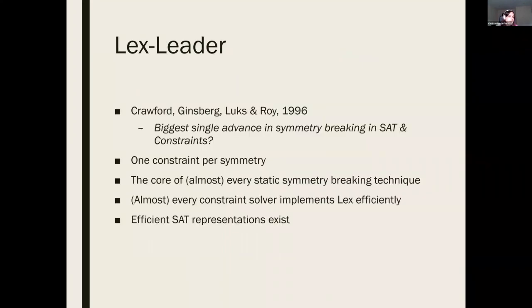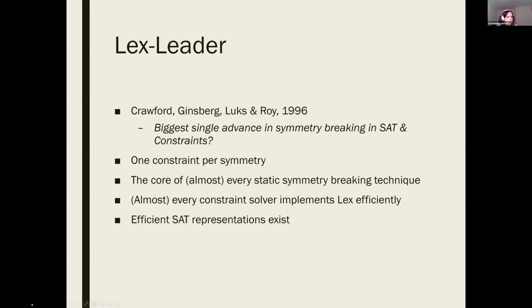So fundamentally, and if you take one thing away from this tutorial, it should be this bit: there is a thing called the Lex-Leader, and it's great. It's basically the basis of almost all static symmetry breaking. And the bits of static symmetry breaking which were not derived from this, almost all, not quite all, can be derived from this in retrospect. The idea is it requires Lex constraints, which are implemented efficiently by every solver, mainly because everyone wants to do Lex-Leader constraints. You can encode them efficiently in SAT.